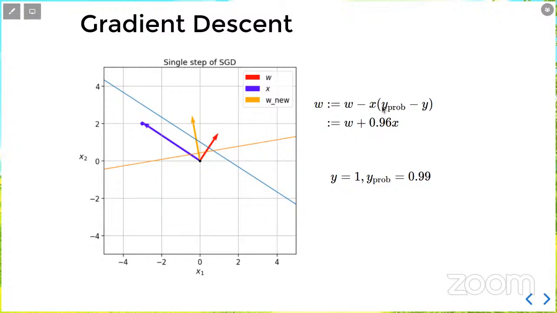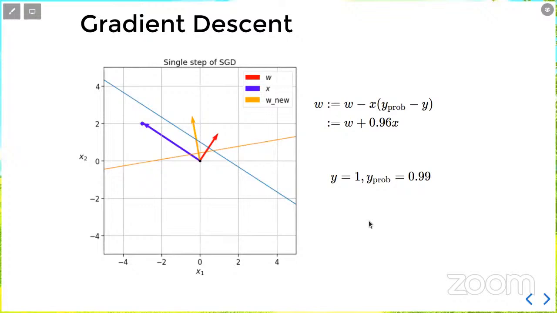It is Y probability minus Y. Right, so in the case of perceptron, it's like a horizontal line, a vertical line, and a horizontal line. Whereas in the case of logit, it's kind of smooth. It's not this abrupt change. So that's the separator. That's the only difference.